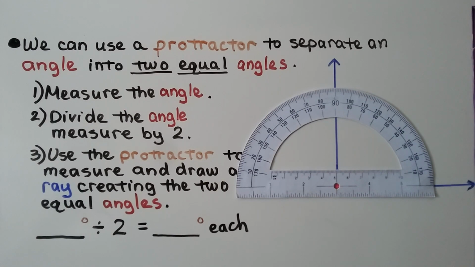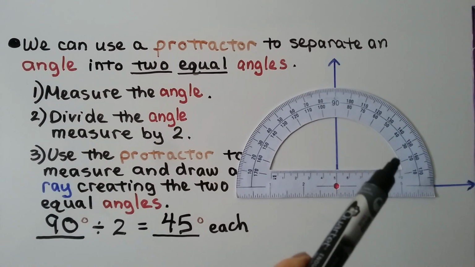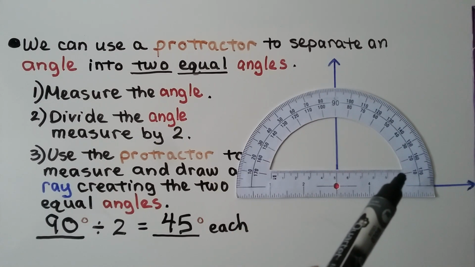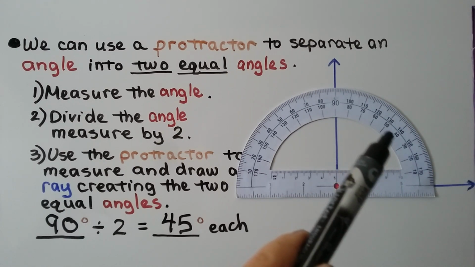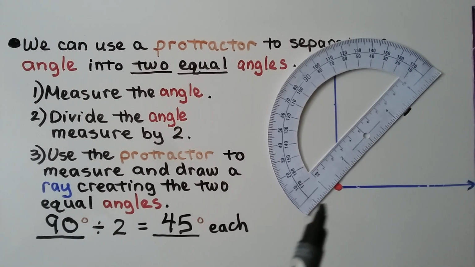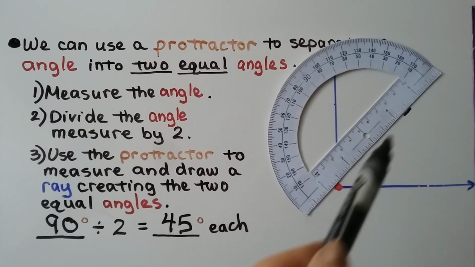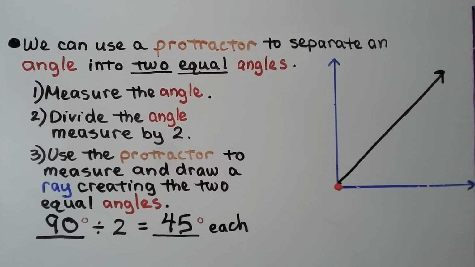So we have a 90-degree angle, and we need to divide it by 2. And 90 divided by 2 is equal to 45. That means we need two 45-degree angles. We've already got the vertex lined up with the center of the protractor, and this is at 0. All we need to do is find with the inside scale, because if that's 0, that's 10, right? 20, 30, 40. So it'd be between 40 and 50. It would be right there, and we put a little mark. And we're going to use that mark and the straight edge side of our protractor to draw a ray. We line up the vertex and the mark we drew, and we draw along the straight edge, and we make a ray. And now we've created two equal angles that are 45 degrees each.